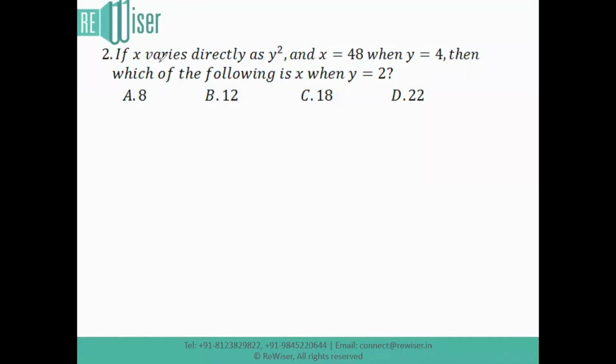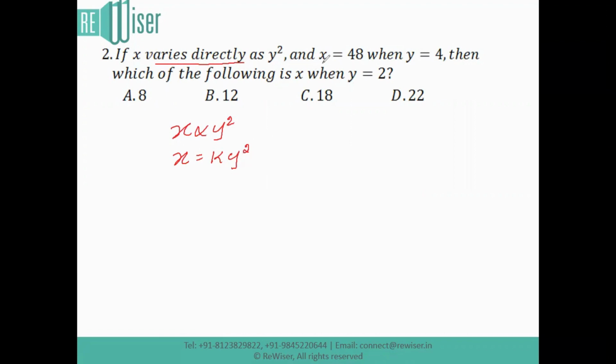x varies directly as y square. This is also the same as x is directly proportional to y square. And whenever I remove the proportionality symbol, I have to add some constant, let's say it's k. So x will be equal to k times y square.